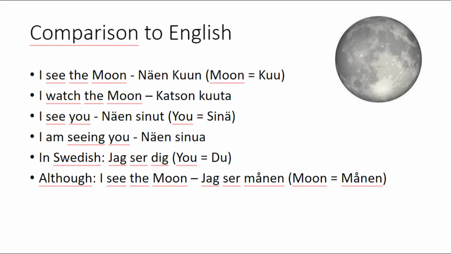There is this feature that exists in many languages, but it doesn't exist in English that much, and that is that the object of the action changes. And here is how it works in the Finnish language. An easy example, I see the moon would be näin kuun. It ends in an N, but normally the word for the moon is kuu without the N. And I watch the moon, katson kuuta. In this case, it ends with an A.